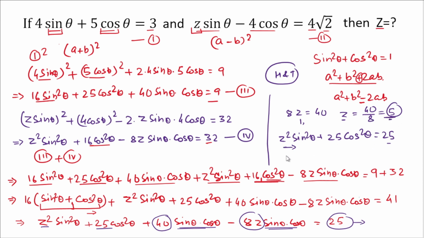Here z square is 25, so we have 25 sine square theta and also 25 cos square theta. We can take 25 common, so it is sine square theta plus cos square theta, whose value is 1. So 25 multiplied by 1 is 25, which satisfies our equation. So we can say the value of z is 5, which satisfies the equation. This is the answer to this question.